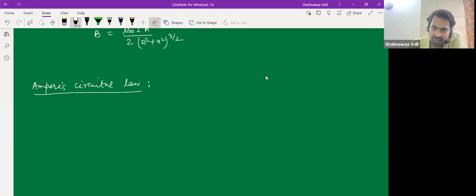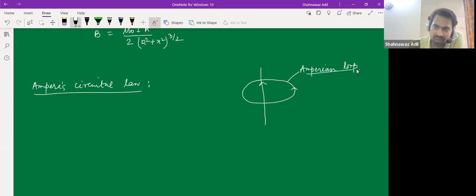It says that if we have the current flowing like this, what we do is make an Amperian loop, right? If this is in this direction, the current is in the upward direction. So this is called the Amperian loop. Okay. And what is the characteristic of this Amperian loop? But before we do that, what is Ampere's circuital law?